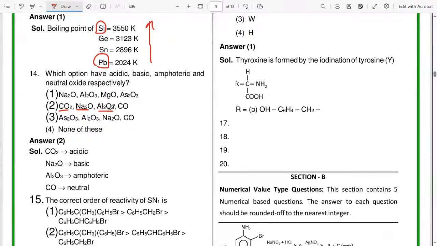Al2O3 is amphoteric, and CO is neutral, right? So option 2 is the correct option, students. Carbon dioxide is acidic, Na2O, sodium oxide, is basic, aluminum trioxide is amphoteric, whereas carbon monoxide is neutral. So option 2 is the correct option, students.